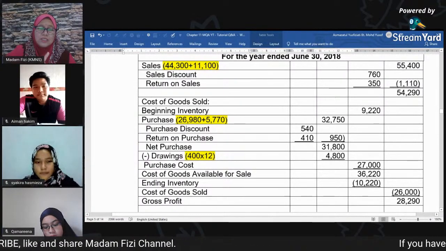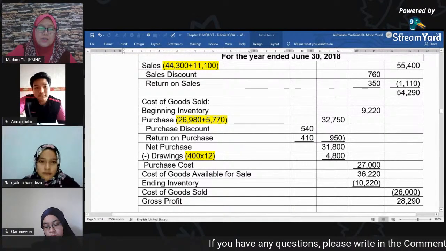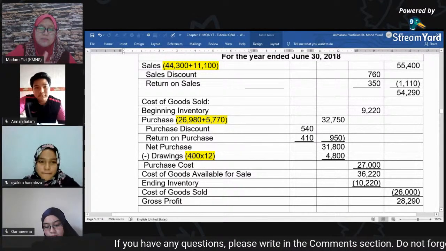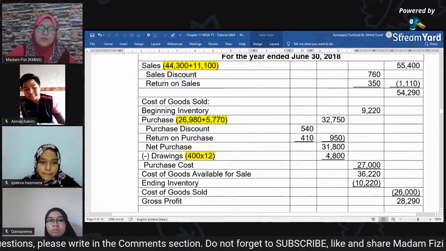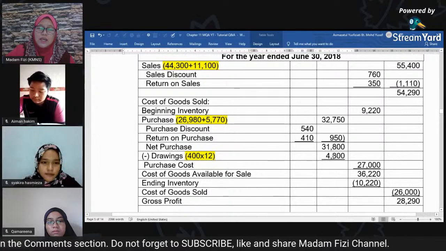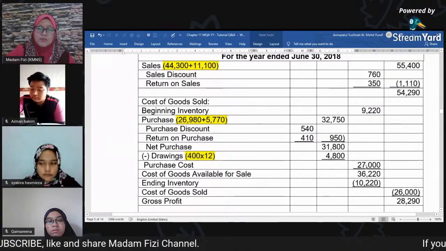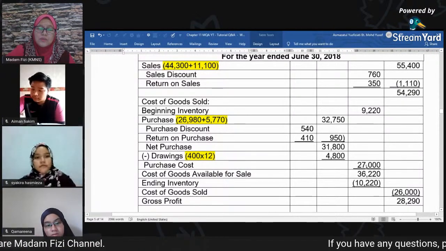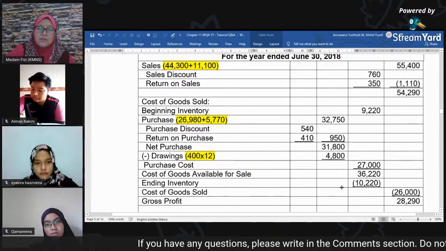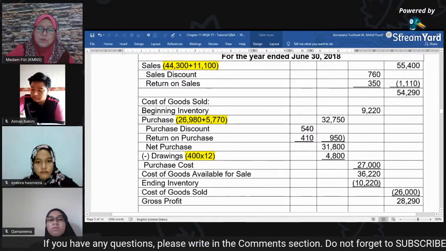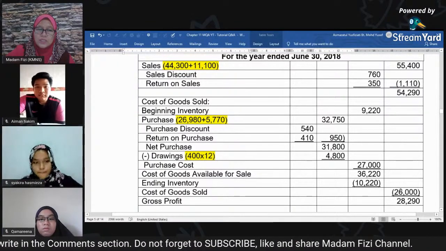Why minus drawings here? Because it is the inventory drawings. So 400 per month times 12. Okay, 12 months, so 1 year, 4,800. Okay, so the purchase cost is 27,000. Cost of goods available for sale is 36,220, minus ending inventory 10,220. And then you get the cost of goods sold 26,000.